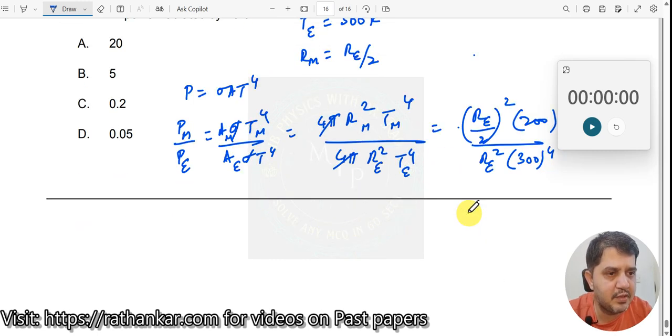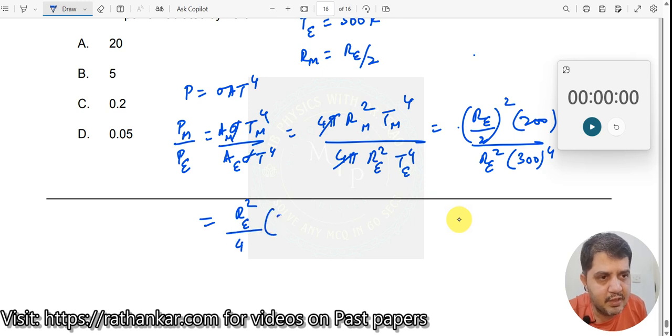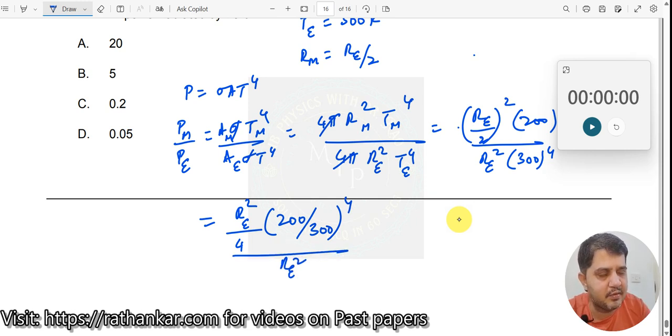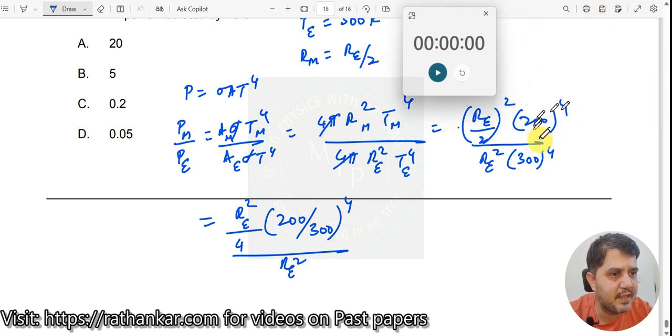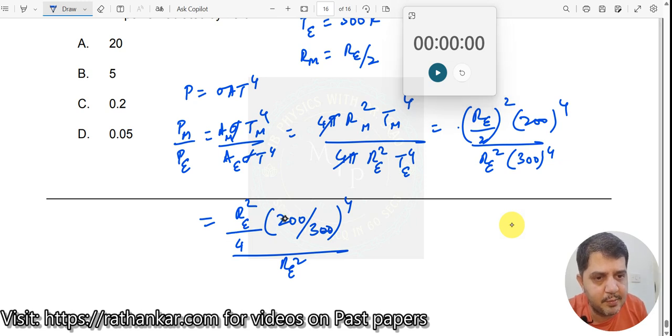Next, what we will do? Let me write it down much more clearly. So, I will write this as equal to R_E by 2 should be R_E square divided by 4 into 200 divided by 300 whole to the power of 4 divided by R_E square. So what I have done is I have just combined this 200 and 300 together and written it like this. So therefore, this double zero goes away. You have R_E square goes away.